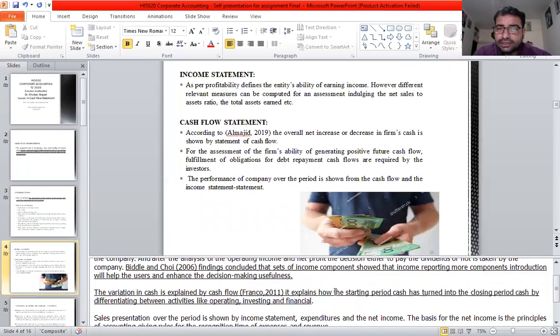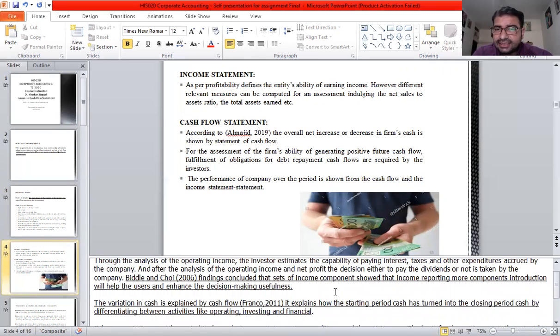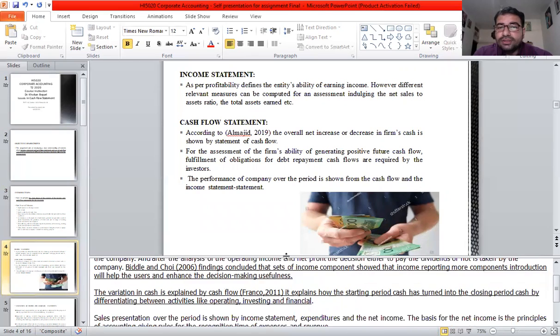The cash flow statements, according to Al-Majid 2019, the overall net increase and the decrease in the firm's cash is shown by the statement of cash flow. For the assessment of the firm's ability of generating positive future cash flow and fulfillment of obligations for debt repayment, cash flows are required by the investors. The performance of the company over the period is shown from the cash flow and the income statement. However, there is always a variation in the cash that is explained by the cash flow.